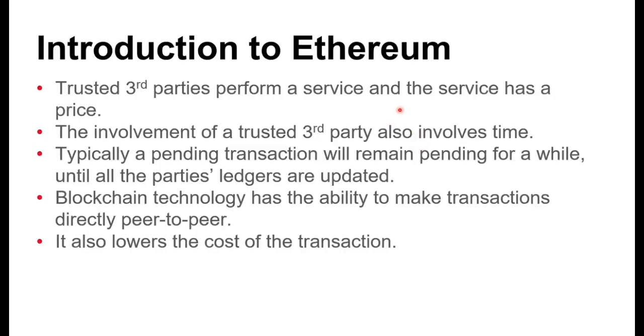Trusted third parties is a service, and that service costs. And the involvement of a trusted third party also involves time. So anytime we purchase something with a credit card, we may notice that there are pending transactions, or the transactions have not been completed yet. We make a deposit and that transaction has not been validated or completed yet. So that's the time. That's some trusted third party behind the scenes updating ledgers. Blockchain has the ability to allow transactors to directly update the ledgers peer-to-peer, and that lowers the cost and the time of the transaction.